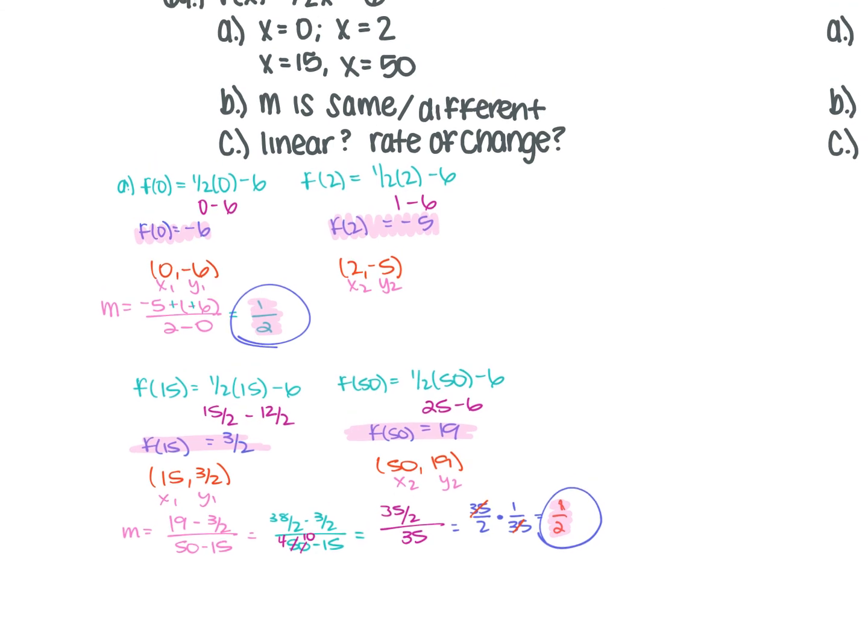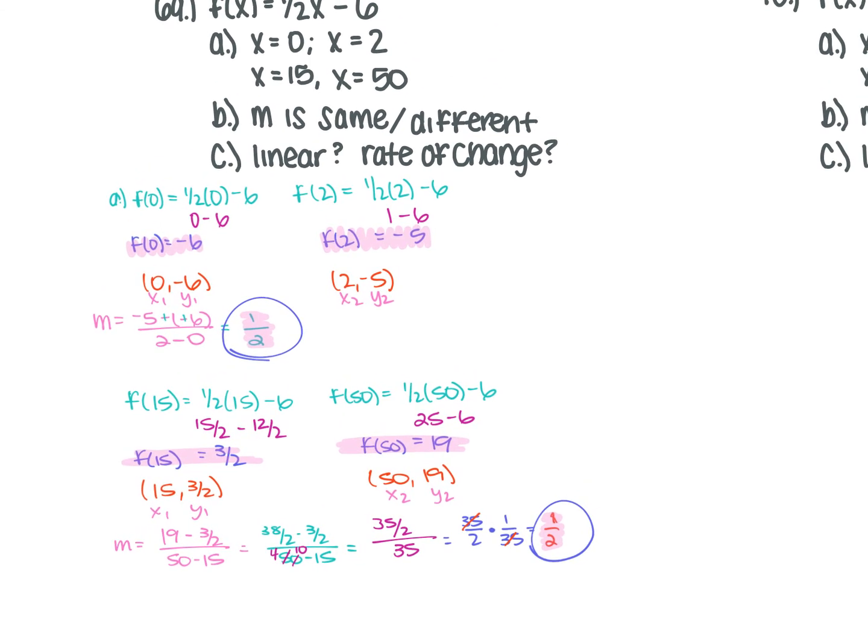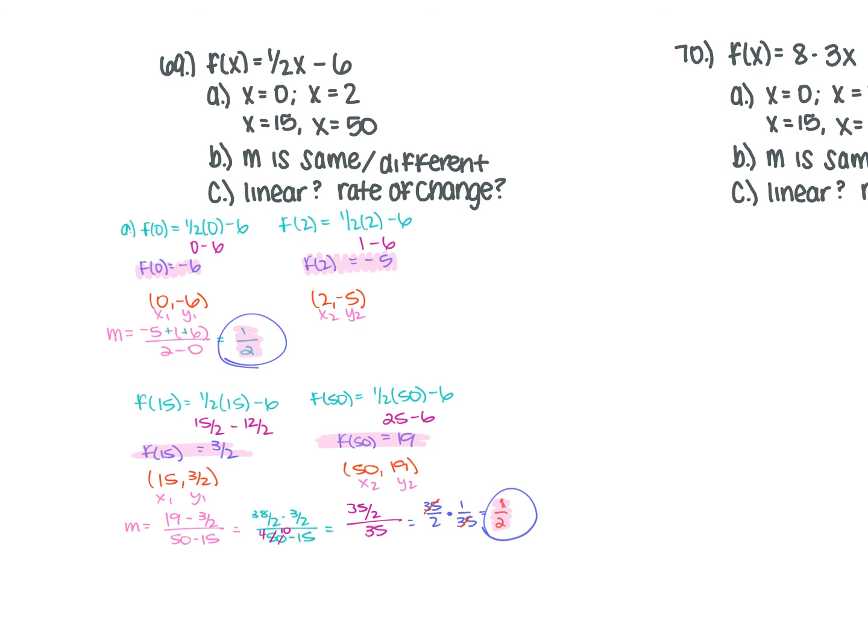Example C asks if it is linear, and if it is, what is the rate of change? If you look at the actual formula, it's f of x, or y, is equal to 1/2 x minus 6. That is linear because x is not raised to a power. So the term that's its coefficient, which is 1/2, is your slope or your rate of change, which in this case, again, it's the same thing that you got from example A. This is linear. Your average rate of change is 1/2.